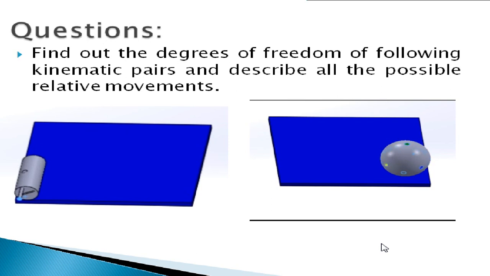I would like you to carefully observe these two animations maybe a couple of times and find out the number of degrees of freedom of this cylindrical plane pair and this spherical plane pair. You have to count how many types of independent relative motions exist in each of these kinematic pairs. Take that as homework.